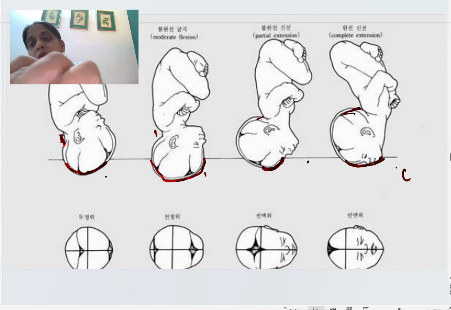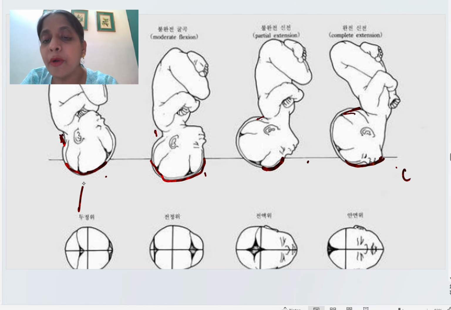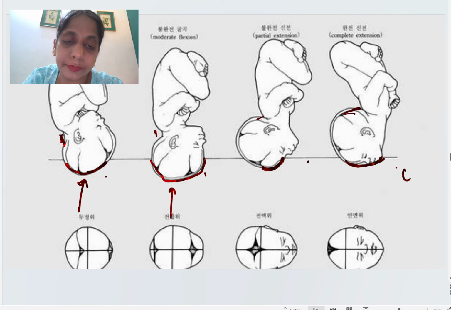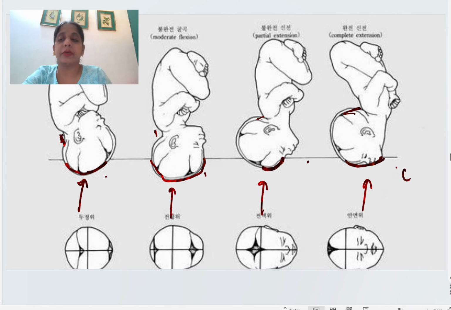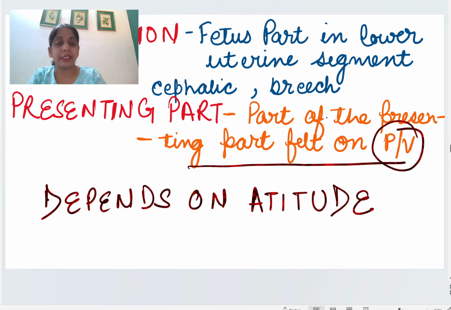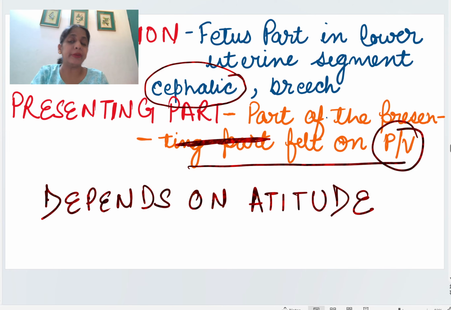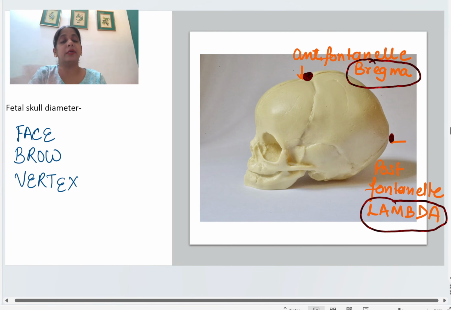On PV we feel the lowermost part. The part which an obstetrician feels on PV is known as the presenting part, or part of the presentation. In the cephalic presentation, which part of the head is being felt on PV? So here this is our fetal skull.